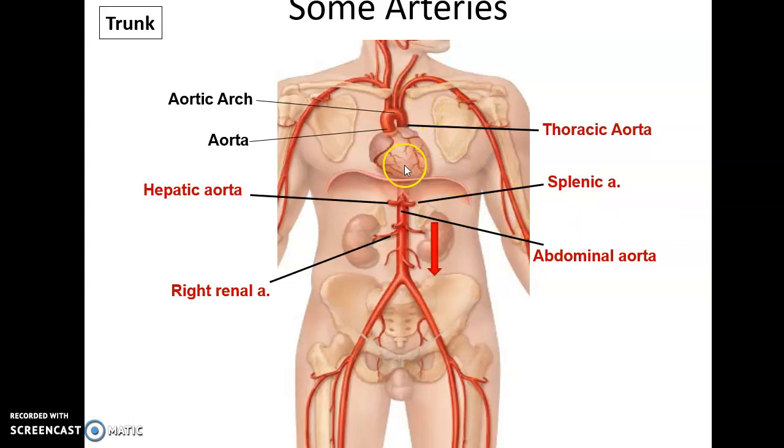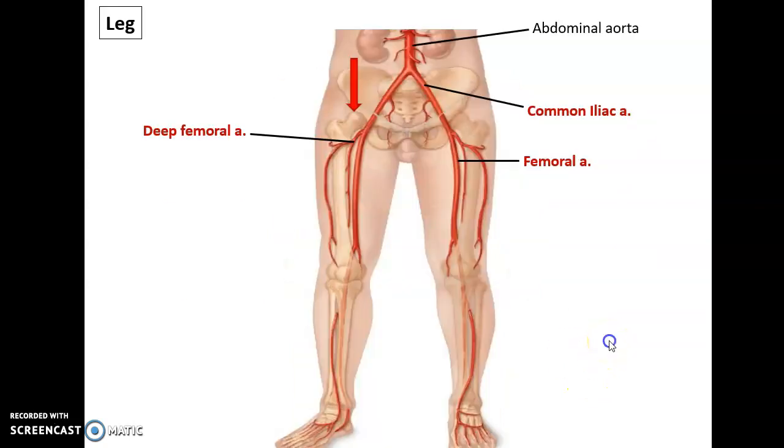The thoracic aorta will eventually become the abdominal aorta when it enters the abdominal cavity. So the large vessel here is the abdominal aorta. Branching off the abdominal aorta, we have the hepatic artery going to the liver, the splenic artery going to the spleen, and the renal arteries going to the right or left kidneys. So again, hepatic artery to the liver, splenic artery to the spleen, renal arteries right or left to the kidneys.